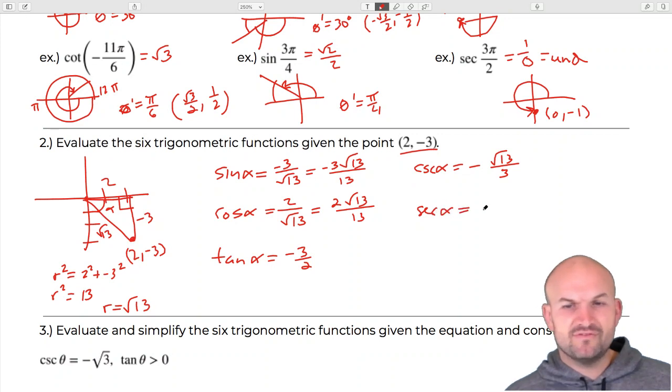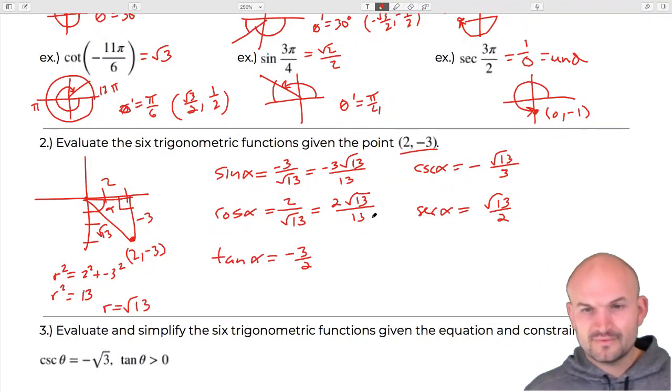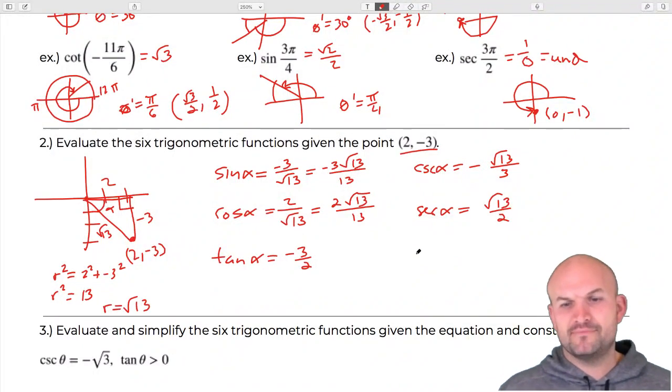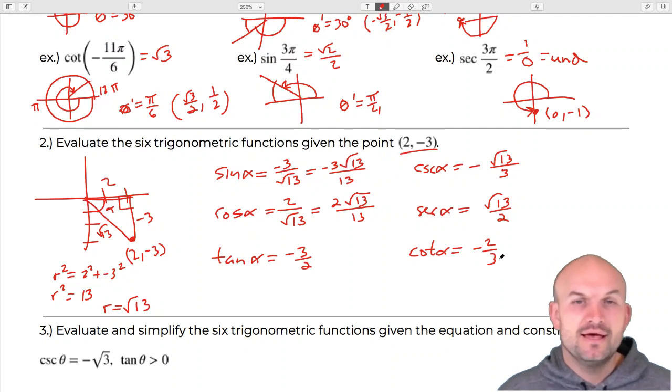For the secant of alpha, I'm going to choose square root of 13 over 2. Just the reciprocal there. Again, you don't want to use the reciprocal of the final answer there, because then you're going to have to rationalize the denominator again. And here I have cotangent of alpha, which is again just the reciprocal here, which is -2/3.